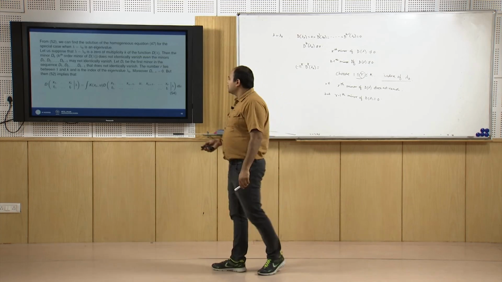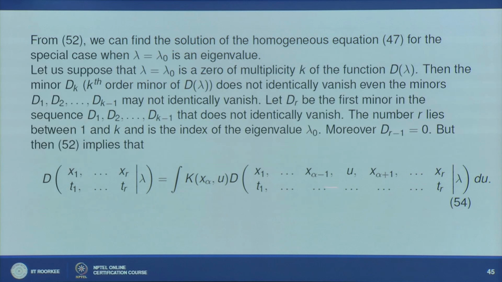In that case, equation number 52 reduces to this integral equation, that is, D(x1 to xr; t1 to tr; lambda) equal to the integral of K(x_alpha, u) D(x1 to x_(alpha minus 1)...). Please remember that K(x_alpha, u) means that at the alpha position there is a u, so the x_alpha position here is replaced by this u, and du. If we already know that r is the index of lambda naught, then the rth minor is not going to vanish, so this is a non-zero quantity.